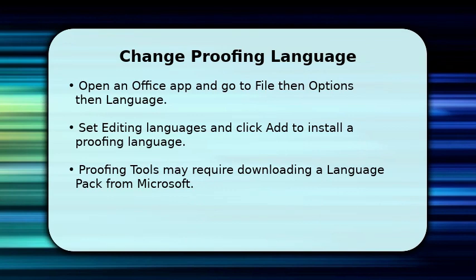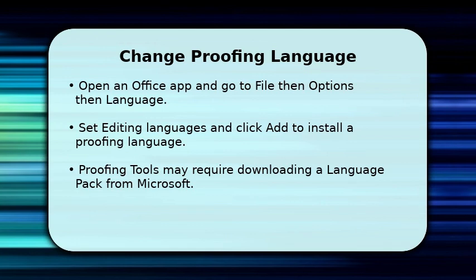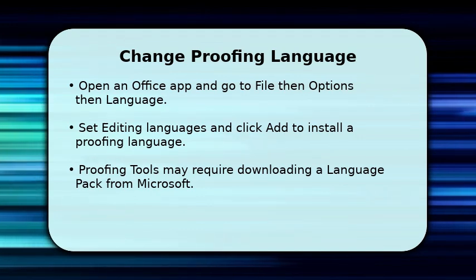Open any Office 2010 application like Word to change proofing language. Click File, then Options, and choose Language from the menu. Under Editing Languages, click Add to select your desired language. If the language shows proofing not installed, click the link to download proofing tools.